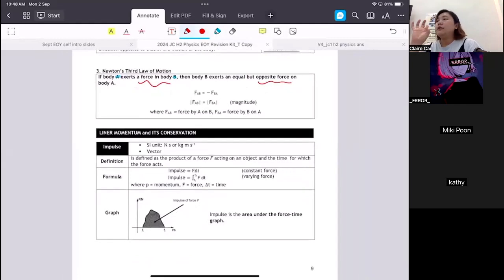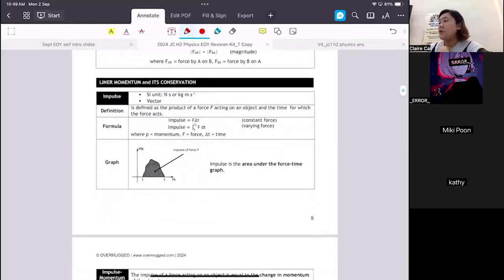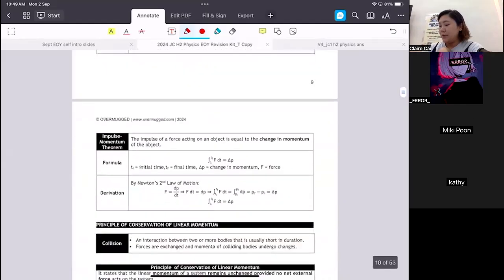So in the last big portion of our dynamics, momentum, we just want to talk about momentum already. The last big group of questions that will come up for dynamics is collisions. We have bodies colliding with each other, then there will be a change in their momentum. So that is where we talk about the conservation of linear momentum, and our impulse.